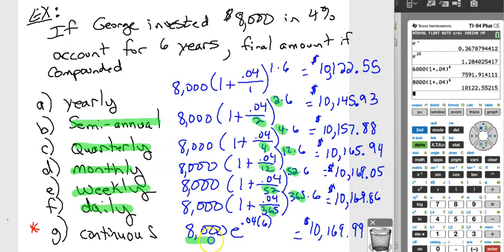365, 365, because there's 365 days in a year. And then notice this one, continuous. It's being done every second, faster than a second. I mean, continuous means continuous. It's being calculated as fast as that computer can calculate it, that's how fast it's doing.